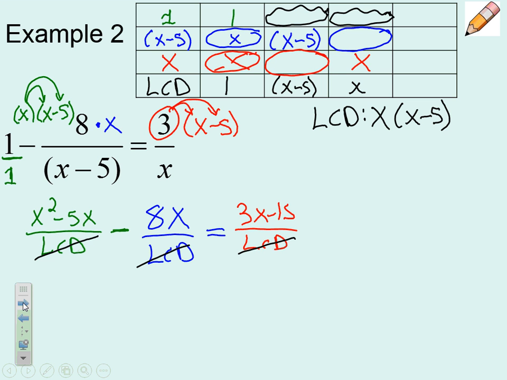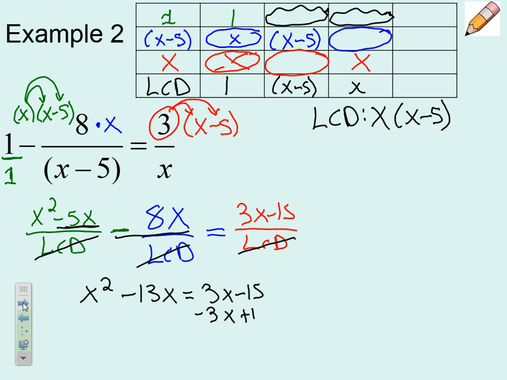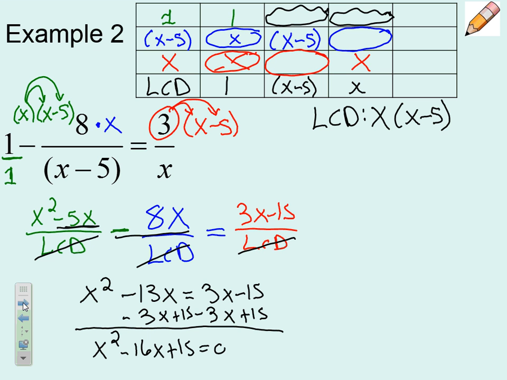So I have x squared, negative 5x and a negative 8x is just going to be a negative 13x equals 3x minus 15. So I need one side to equal 0, so I'm going to subtract 3x and add 15. Subtract 3x, add 15. My new equation is going to be x squared minus 16x plus 15 equals 0.